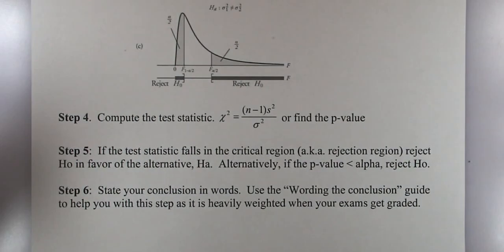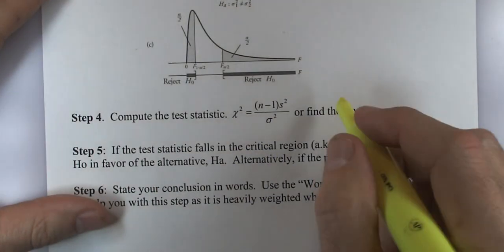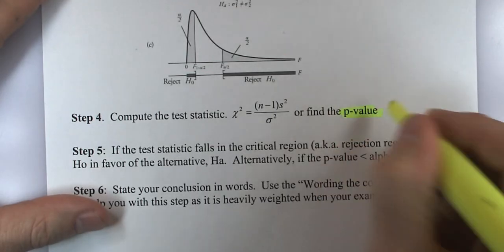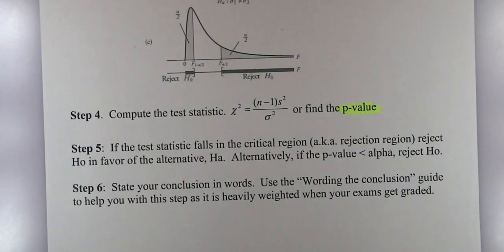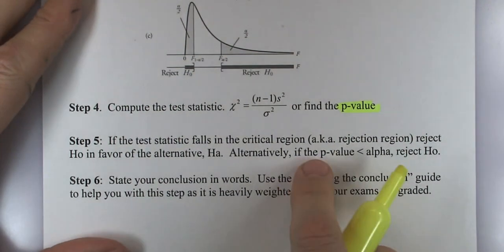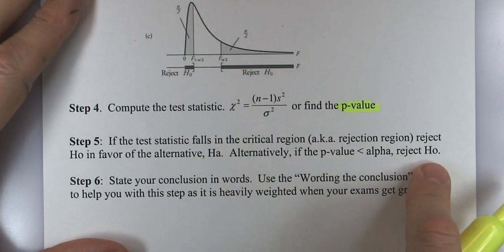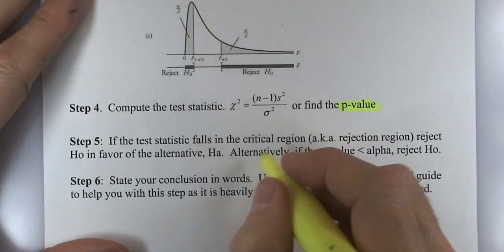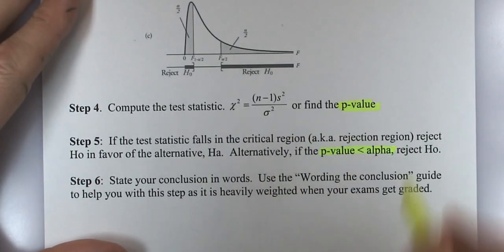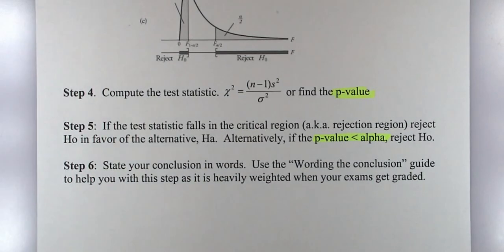Step 4, compute the test statistic or find the p-value. Okay, we're going to be finding the p-value in this class. If the p-value is low, H0 must go. So finally, state your conclusion in words using the conclusion or wording the hypothesis guide that we've given out. So there we go. Those are our steps. It should, like I said, start to fall into a bit of a pattern.